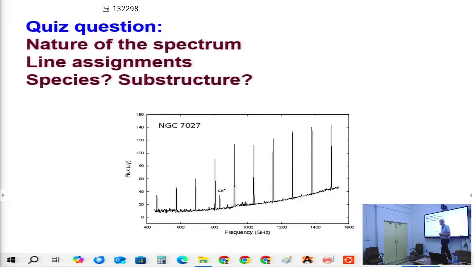Anyone got any ideas what the other extra line might be? Suggestions? Yeah. I think I heard the right answers. I don't know who said it. Say it again. It's fine structured because of what?